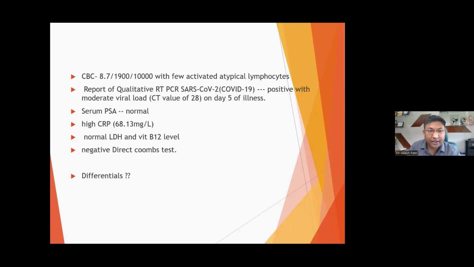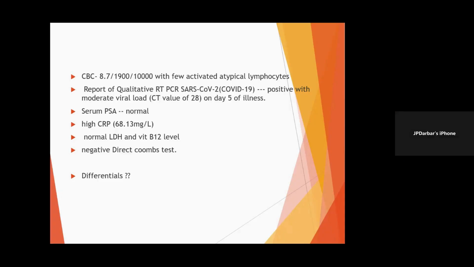Serum PSA level again normal. I have discussed the hypercellular marrow in the bone marrow examination report, that metastatic deposits from a solid tumor like prostate cancer may involve the bone marrow also, and it will present like pancytopenia. But here PSA was normal, so again it was against the prostate history. There was high CRP but normal LDH and B12 level.